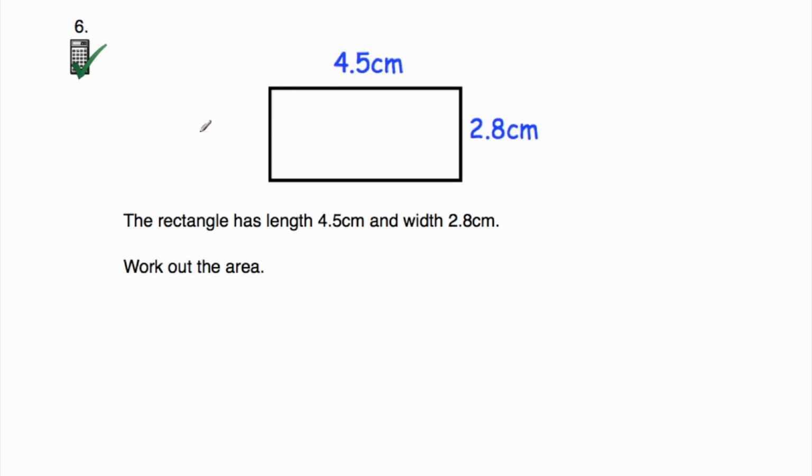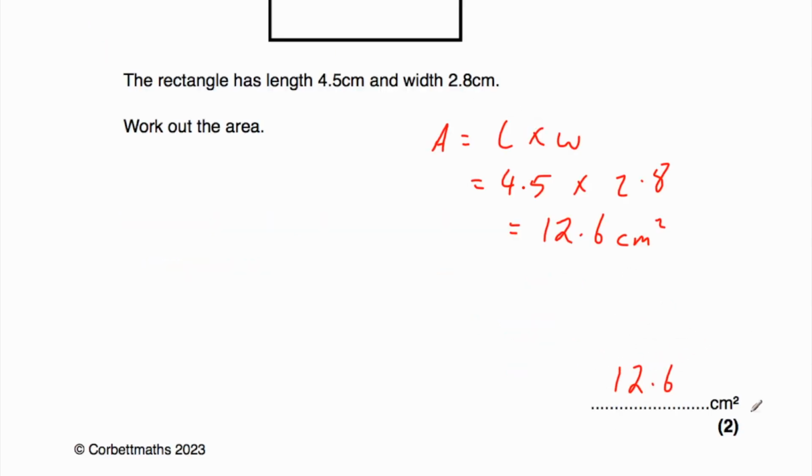Question number 6 is a calculator question, and we've got a rectangle. It's got a length of 4.5 centimetres and a width of 2.8 centimetres, and we've been asked to work out the area of the rectangle. So the area is equal to the length multiplied by the width. So we're going to do 4.5 times 2.8. On my calculator, 4.5 multiplied by 2.8 equals 12.6. We're dealing with centimetres and centimetres, so the answer is 12.6 centimetres squared.